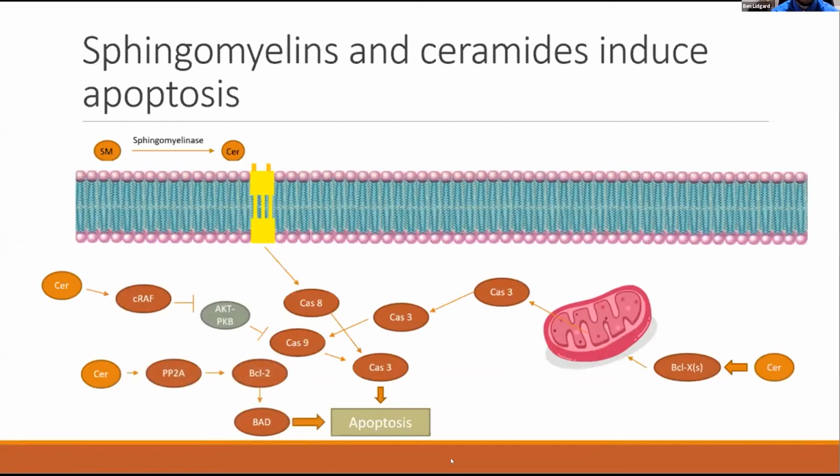So essentially, all of these processes are thought to be going on with higher levels of ceramides or sphingomyelins in beta islet cells and cardiomyocytes, which might explain some of the increased risk of diabetes or cardiac disease that we see in these patients.